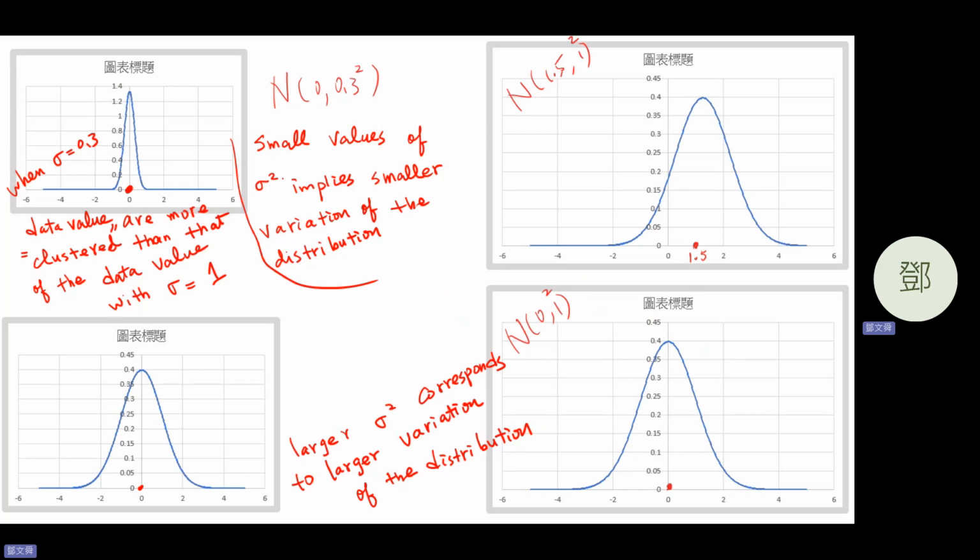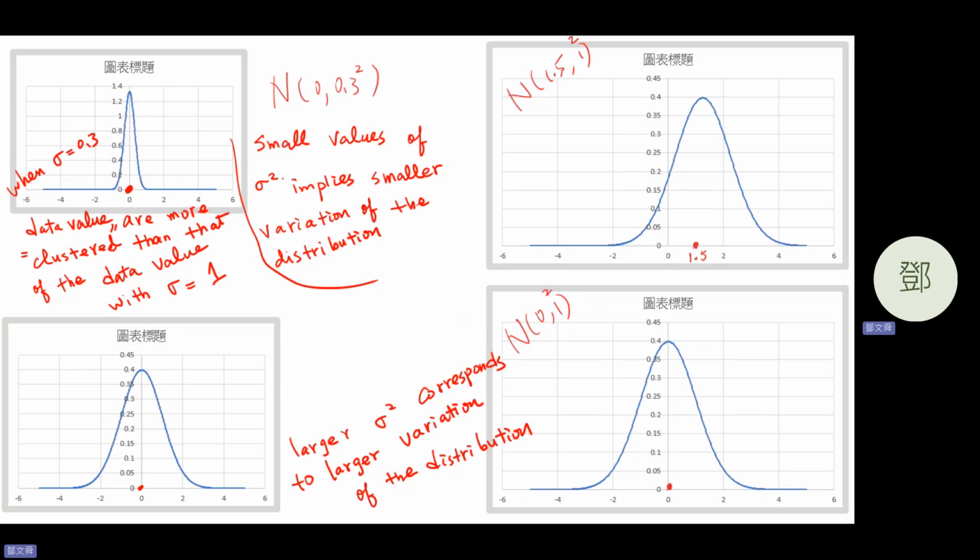Okay, so what is our comment? When sigma equals 0.3, data values are more clustered than data values with sigma 1 here. Smaller values of sigma imply smaller variation of the distribution. Larger sigma square corresponds to larger variation of the distribution.